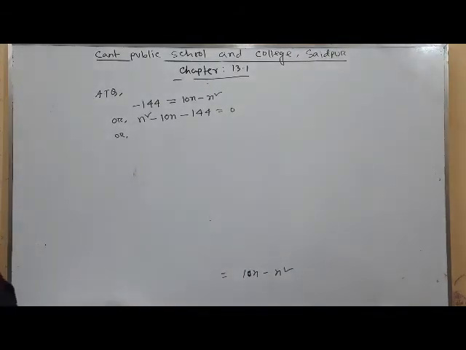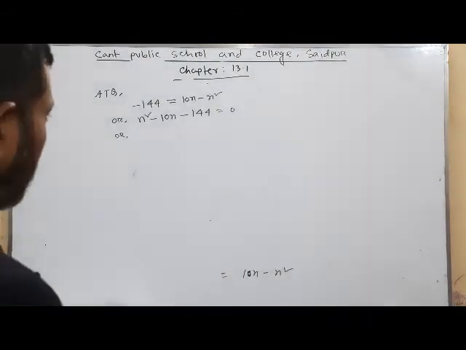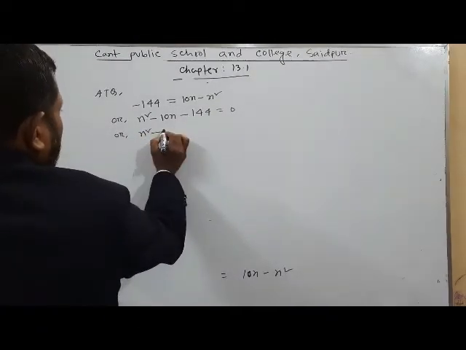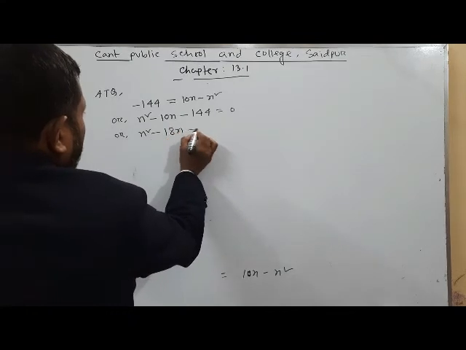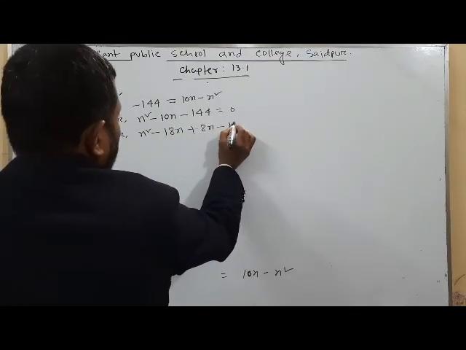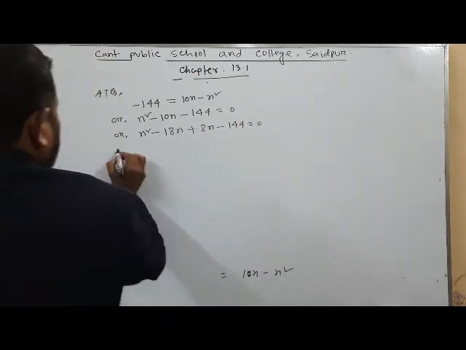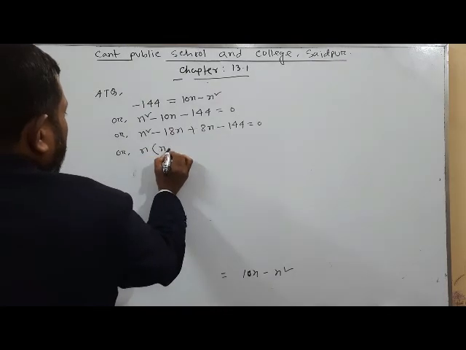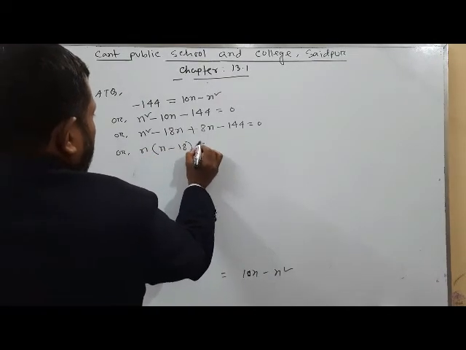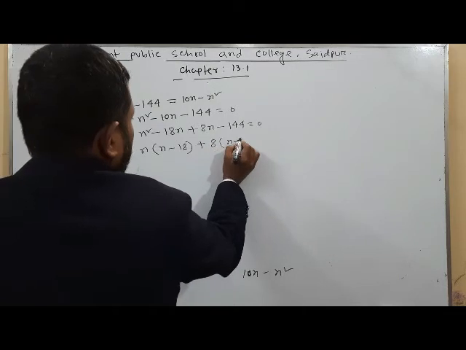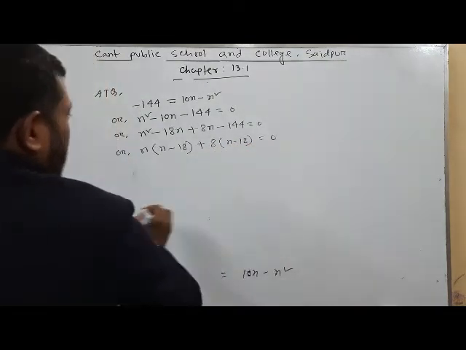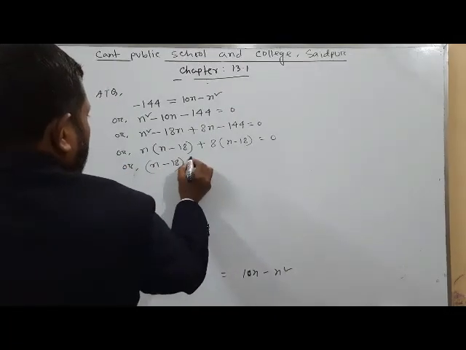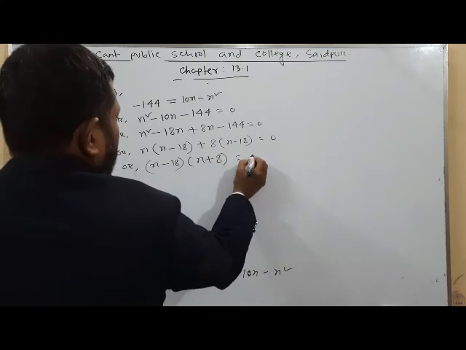And to factor this expression using the middle term, we get 18n plus 8n minus 144. If we take n common here, n minus 18, and in this also we get n minus 18, so n minus 18 times n plus 8.